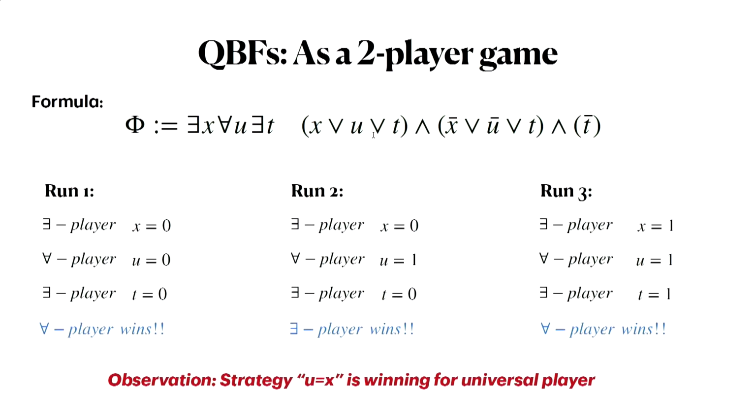Why is that so? Because the universal player u will always choose his value after x. Whenever u and x are the same, either x and u are both true or both false. So accordingly either t must be true, and the third clause tells me t bar must be true for the existential player to win. So in this case u equal to x, if the universal player plays like this, the formula will always be false. So this is what I call a winning strategy.